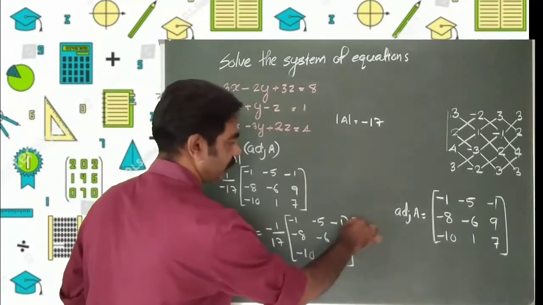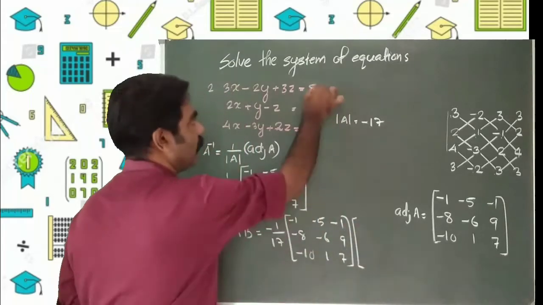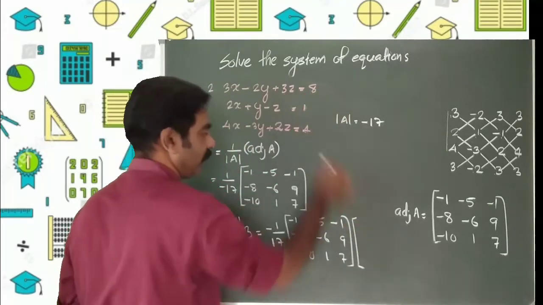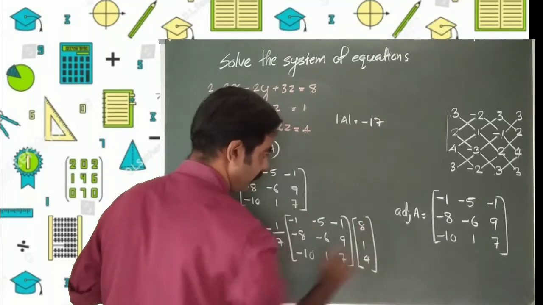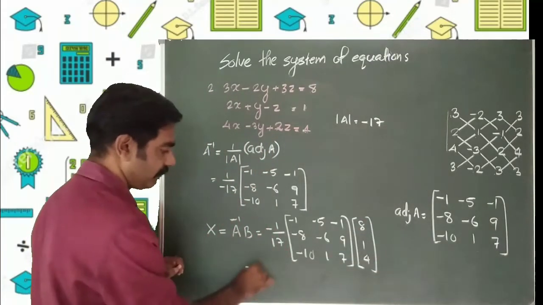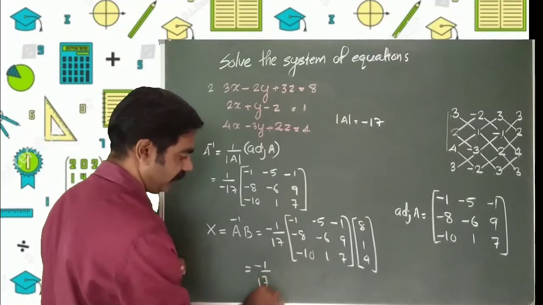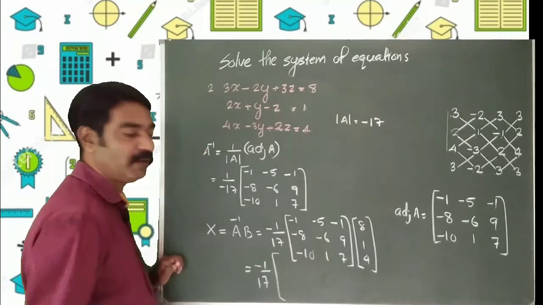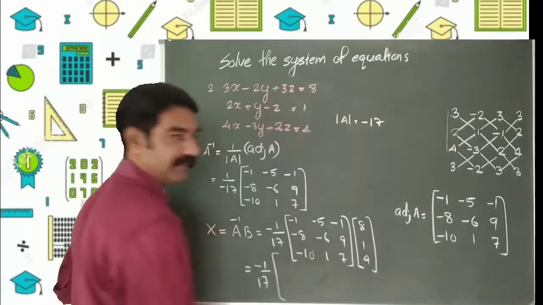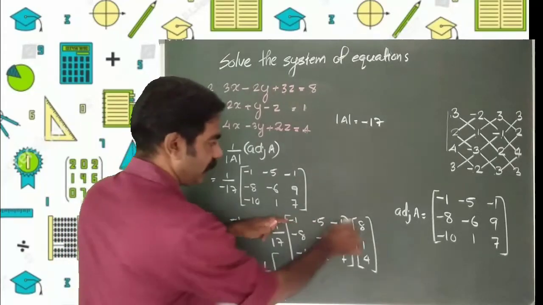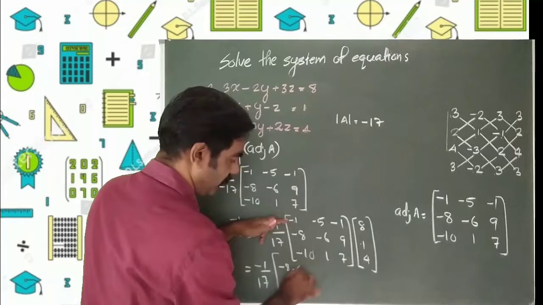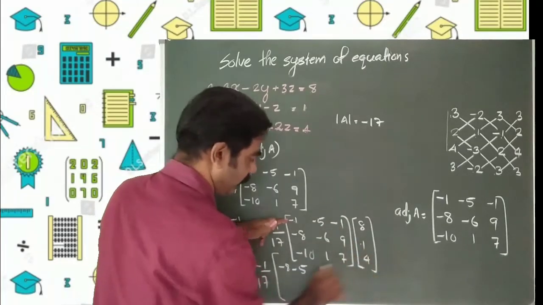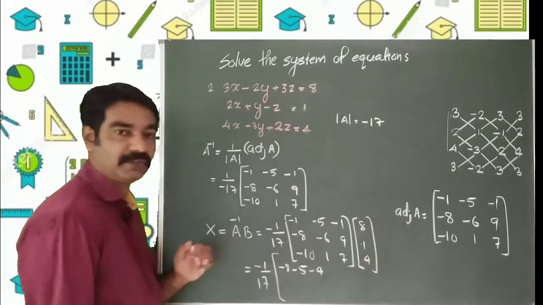B is the matrix of the constants 8, 1, 4. It's a column matrix. Now that's equal to minus 1 by 17 into... We have to multiply these two matrices. So minus 1 into 8 is minus 8. Minus 5 into 1 is minus 5. Minus 1 into 4 is minus 4. So that's the first row.